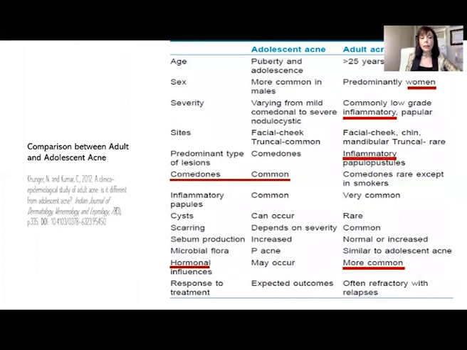There was a study that compared adult and adolescent acne. Adolescent acne is more common in males, unlike adult acne, which is more common in females. Severity varies from mild comedonal to severe acne, whereas adult acne is primarily inflammatory. This can occur in adolescents, but not as much as in adult acne. And hormonal influences are actually more common, according to the study, with adult acne.